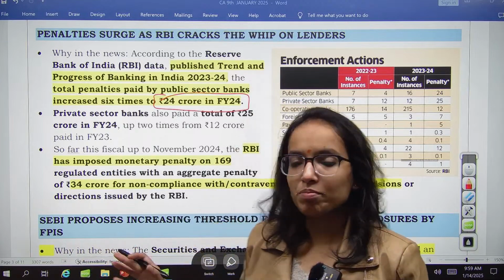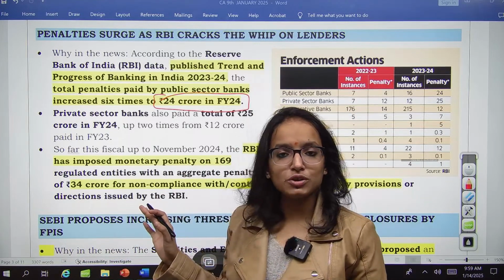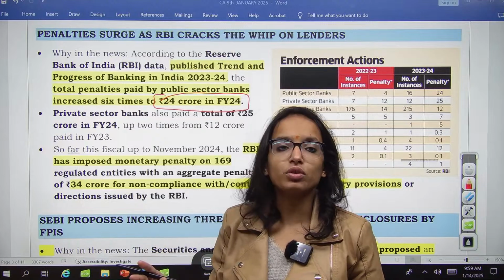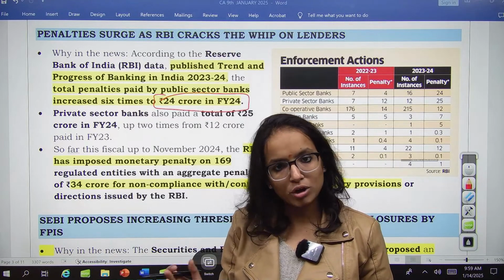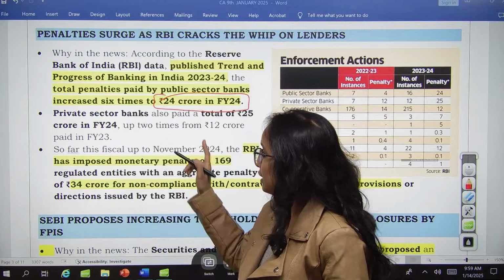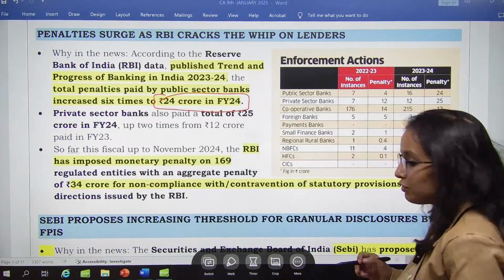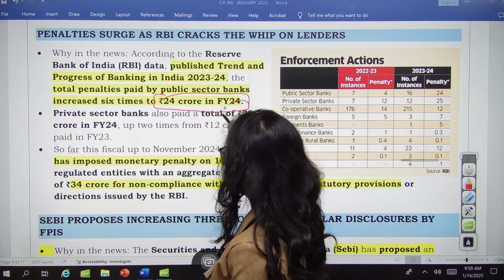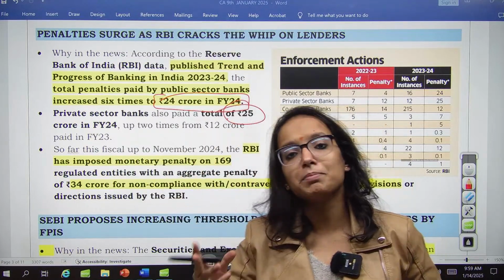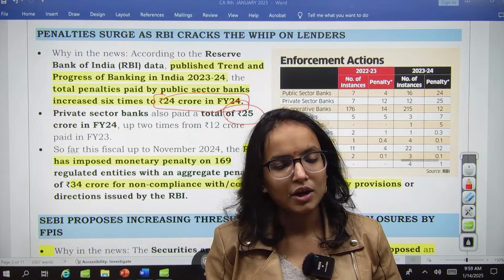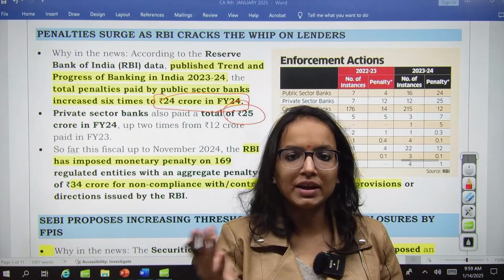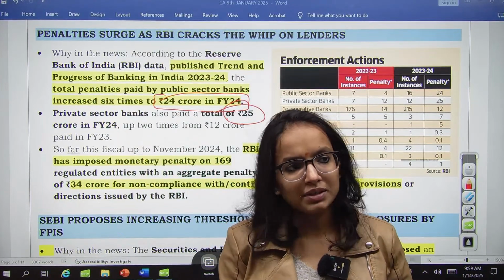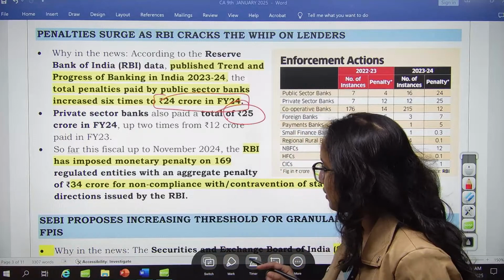Right? So how much have public sector banks paid to the RBI in terms of penalty? 24 crores in 2024. So now you will be remembering this, right? Remember, this is an important figure. And then if we talk about the private sector banks, they have also paid a total of 25 crores. So private sectors ने ज़्यादा pay किया. 24 crore से 25 crore. So 1 crore more. Remember this thing. Now it will be easy.